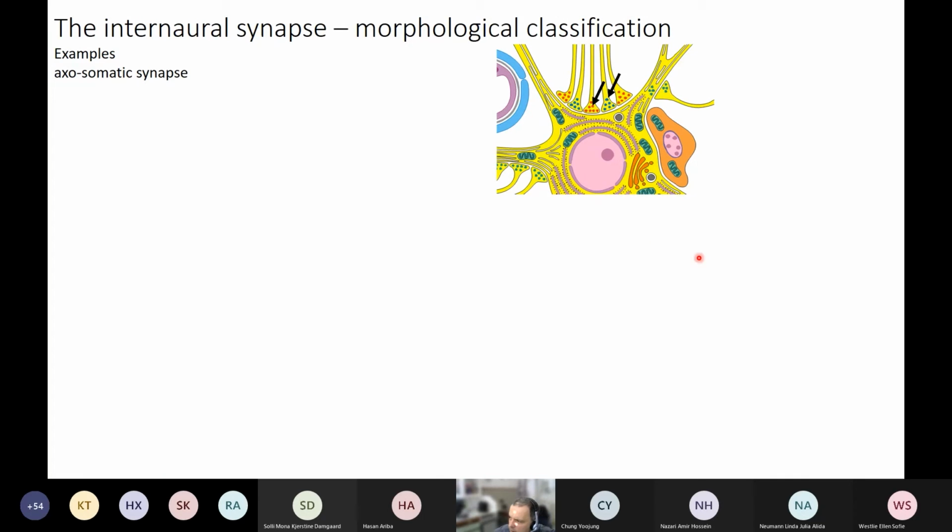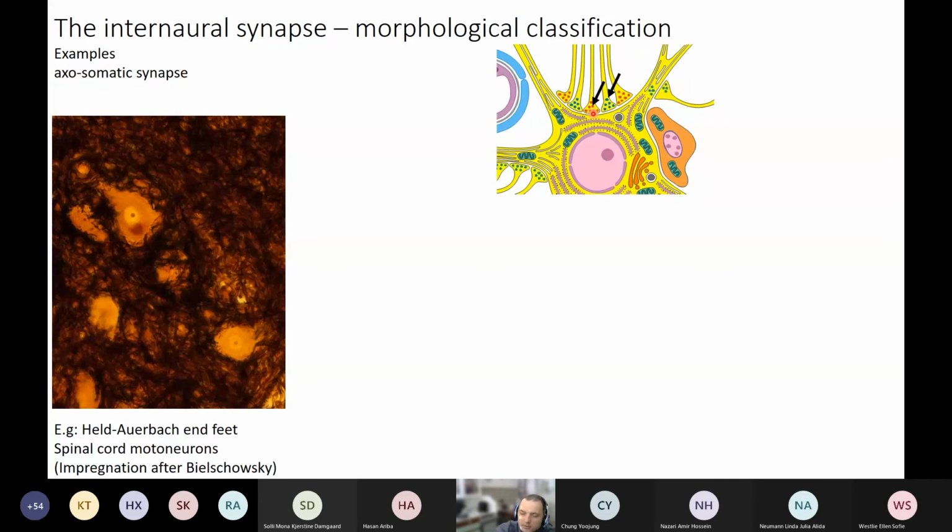Axosomatic synapse again, and some examples for that. So once again, the nerve fiber comes and ends and terminates on the cell body. And if you go to the classes in 3 weeks, if I'm right, you will study the spinal cord histology, and you will see the spinal cord preparations with Bielschowsky's impregnation as well.